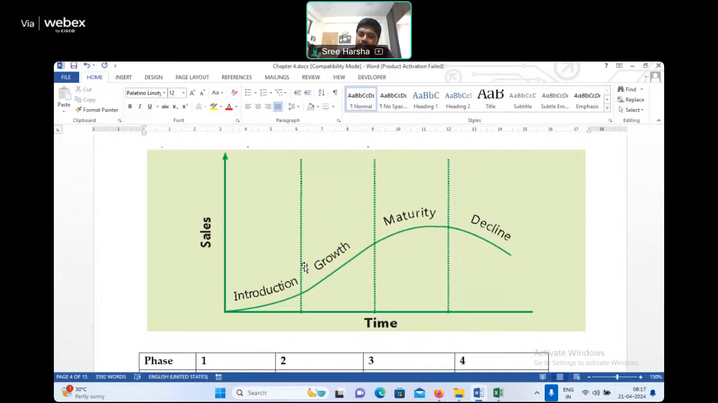During the introductory phase, very few people will be there. For example, artificial intelligence is in an introductory phase. So very few people are there in the market. Many competitors are trying to enter only now. So much research and development is going on, and so much cost is being incurred on R&D. That's the introduction phase.